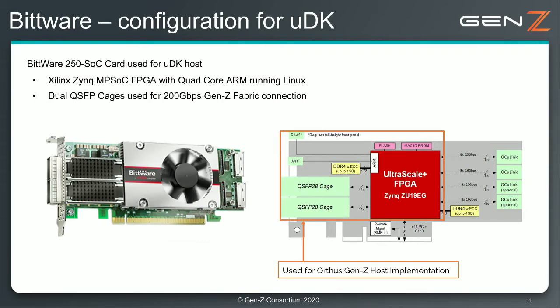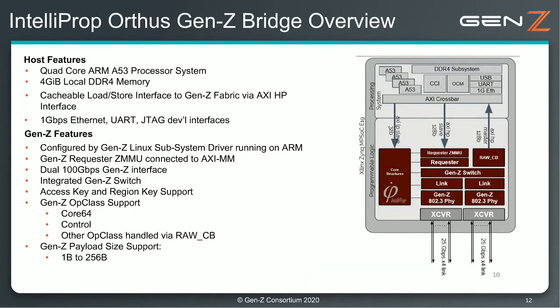The IntelliProp Orthos is an IP complex which implements an AXI memory-mapped load store interface to the quad-core A53 ARM processor within the Zynq FPGA. This load store interface allows for byte addressable access into the Gen Z fabric or fabric attached memory. However, since Gen Z memory is cacheable by the ARM processors, the typical access will be full cache line adds or evicts.